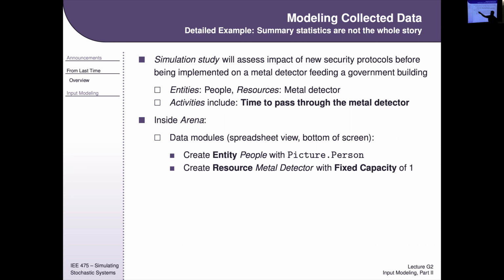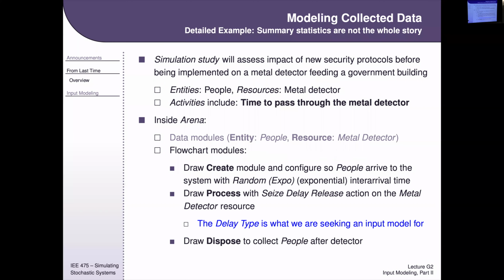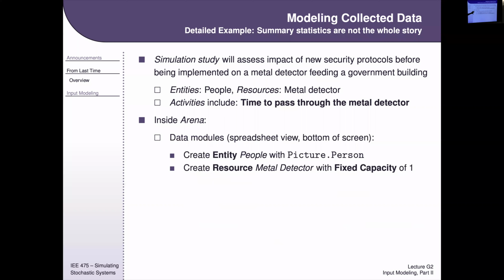In our first pass, just hearing about the system, what we do is we go into Arena and we grab the create block, and we grab a resource. So we create an entity called people, maybe with the picture person. We create a resource called metal detector, with a fixed capacity of 1. So we create those, that's in the data module.